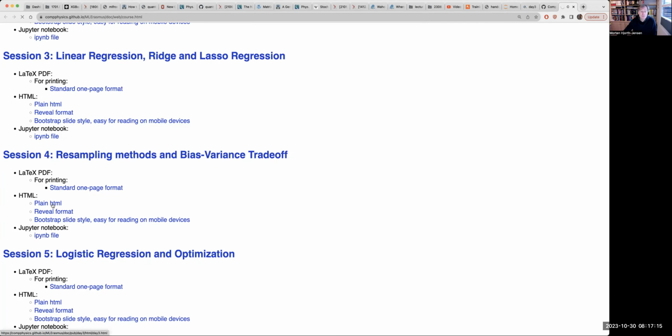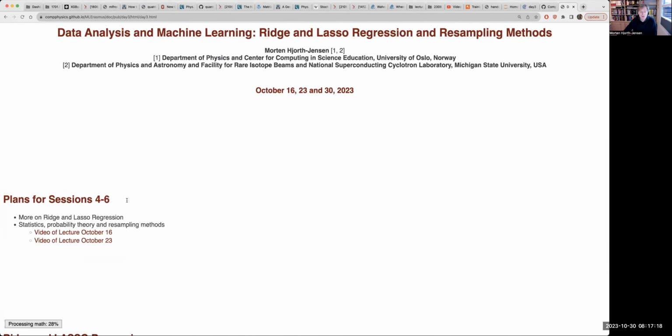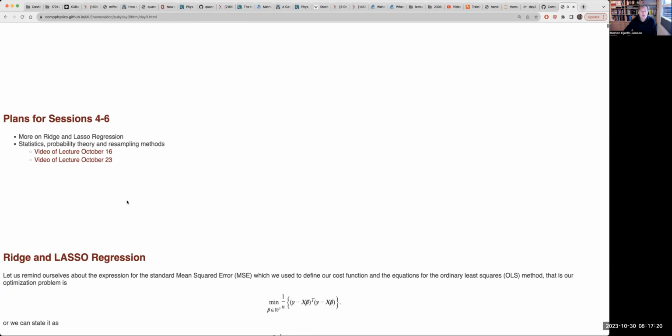And last week, if we just want to refresh a little bit of what we did last week, we went for a quick reminder on ridge and lasso regression, and we looked at the statistical interpretation of these methods in terms of Bayes' theorem. Now, this is something which we will not use that much in this course. However, many of the statistical concepts are things which we end up using again and again.